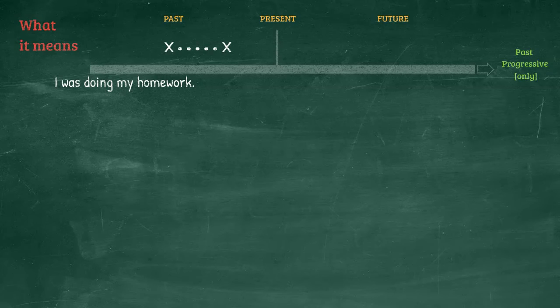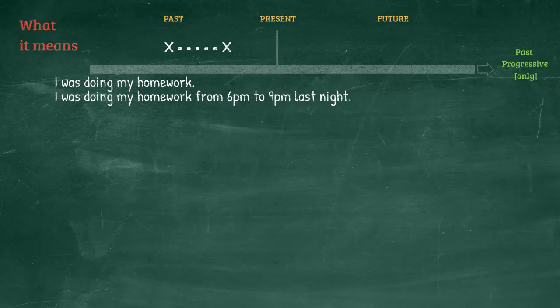If we want to be even more precise, we can add a time period. For instance, I was doing my homework from 6 p.m. to 9 p.m. last night. So during these 3 hours last night, I was in the middle of doing my homework.